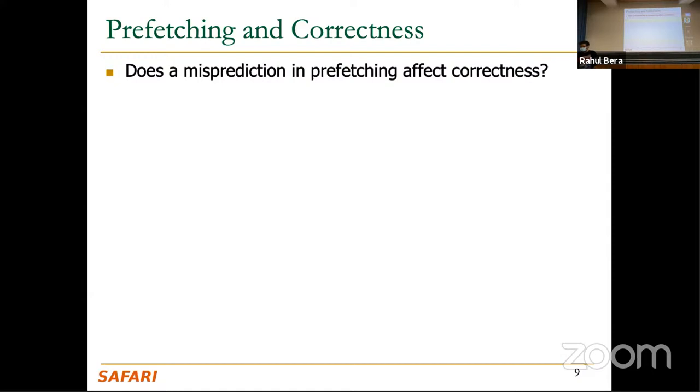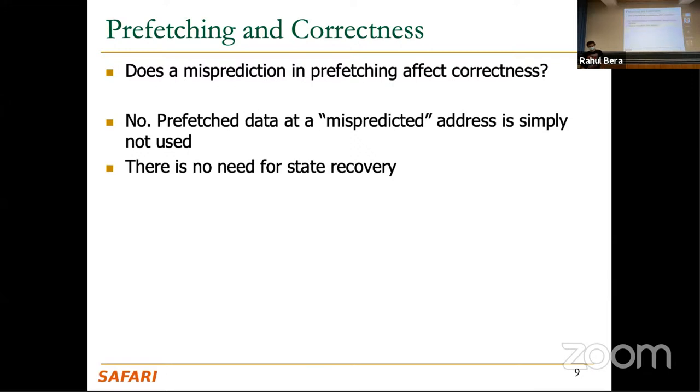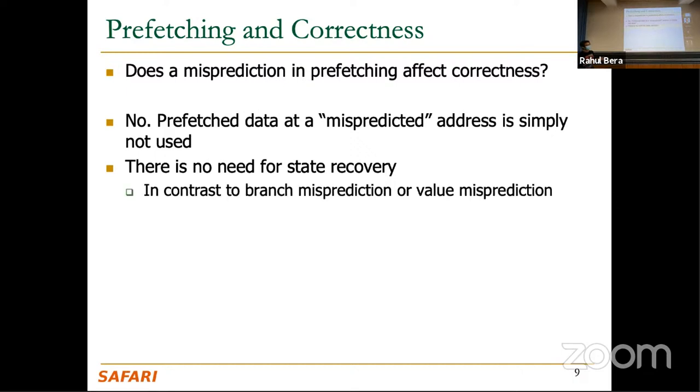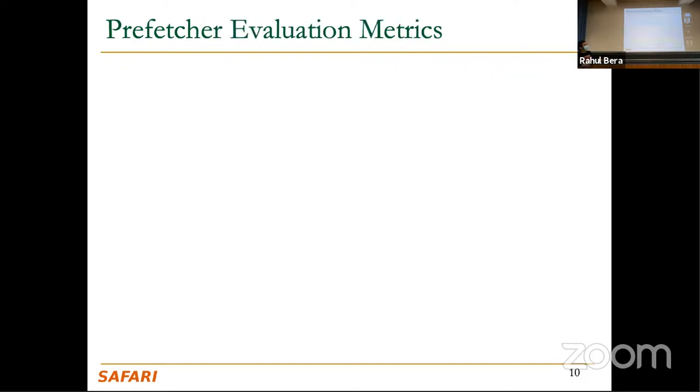Now the question is: does a misprediction in prefetching affect correctness? The answer is no, because data prefetched from a mispredicted address is simply not used by the program. So it essentially does not change the correctness of the program. It doesn't need any state recovery, as, for example, with a branch misprediction or a value misprediction.